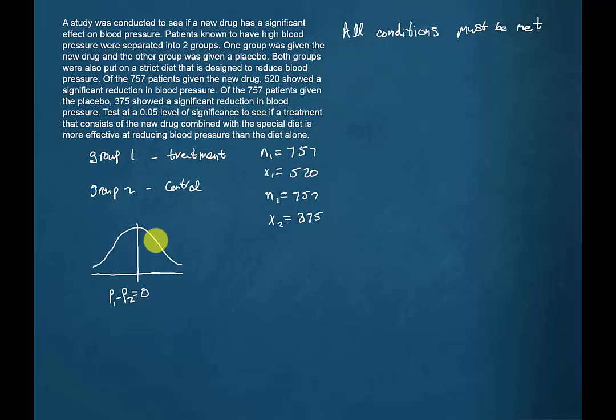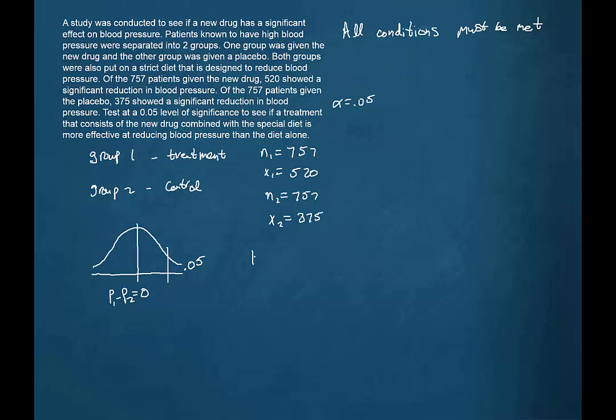Now, what is our problem asking us to do here? It's asking us to test to see if a treatment that consists of the new drug combined with a special diet, so the proportion for the treatment group, is more effective at reducing blood pressure than the diet alone. In other words, is the population proportion for group 1 larger than the population proportion for group 2, which would make this a right-tailed test. We're supposed to test at a 0.05 level of significance. Alpha is 0.05. Since this is a one-tailed test to the right, our entire level of significance would be concentrated all up here in the upper tail.